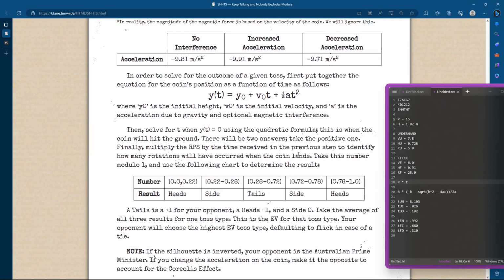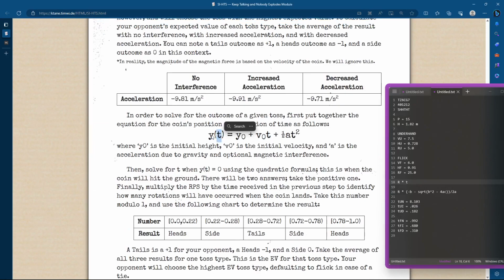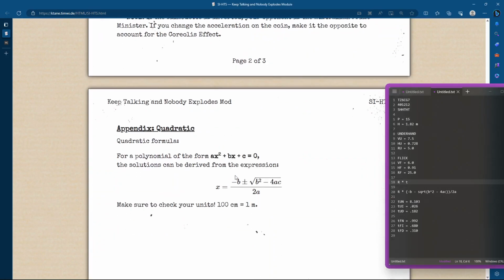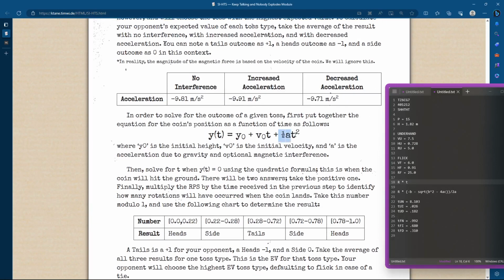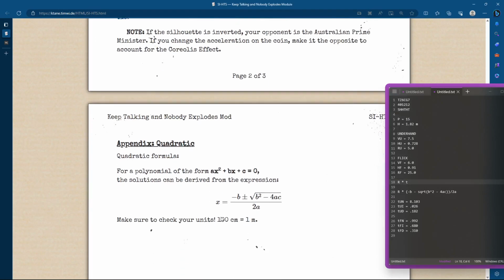So, when y of t, the height based on the time, equals 0, that means that's when the coin lands. Well, that being 0 looks a lot like the quadratic formula. So we can solve for when ax squared plus bx plus c equals 0. We can solve for x using this.